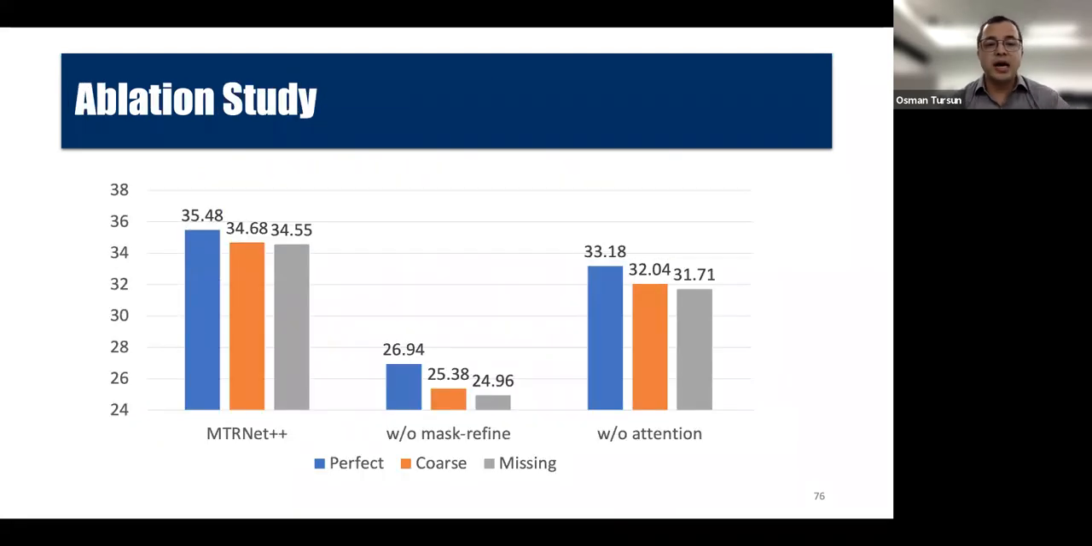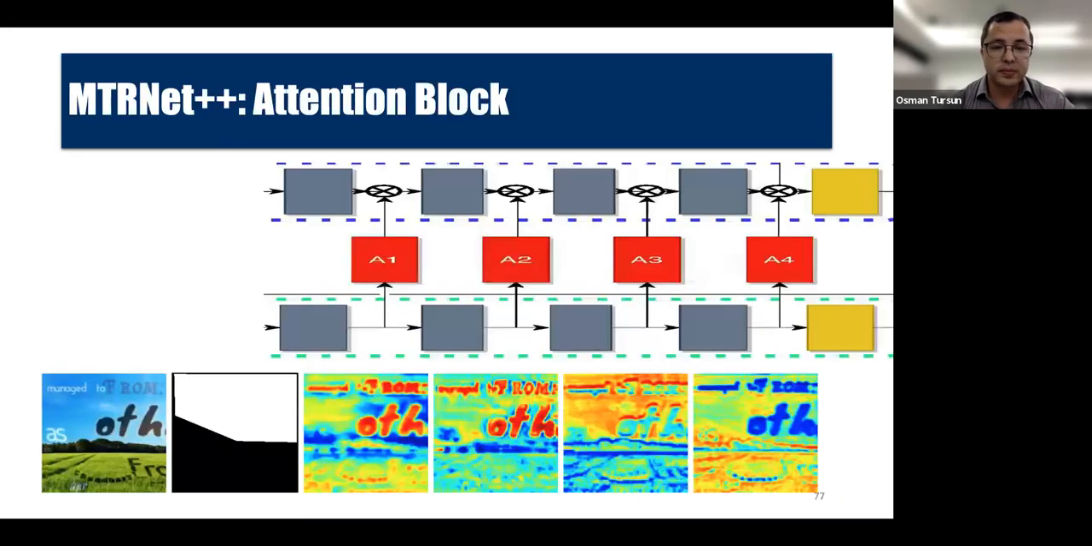And we did an ablation study by sending a perfect or coarse or full coarse mask. It's corresponding to the missing case. And so as you see, without our mask refine or attention branch, the results actually drop. And this one is a visualization of our attention blocks. As you see, we have 4 attention blocks. And so the first 2 attention blocks are focused on the text area.